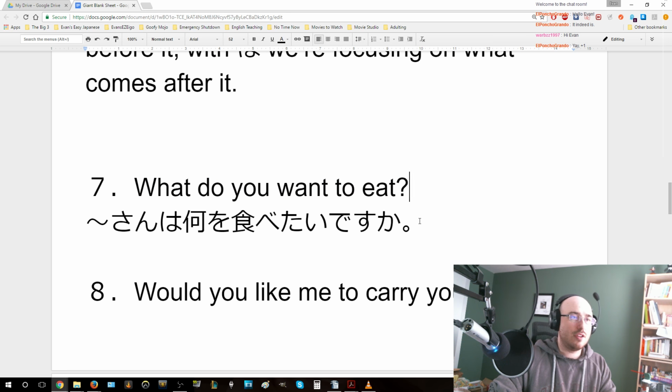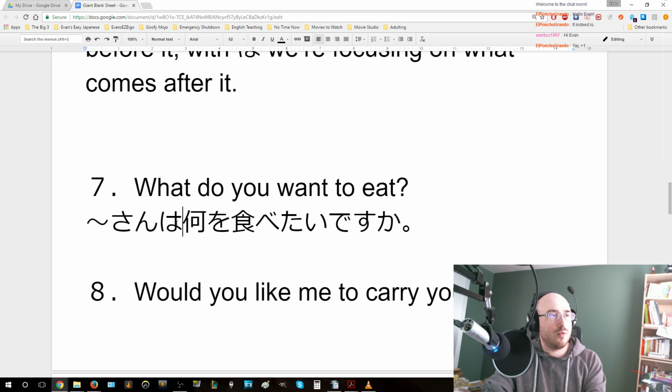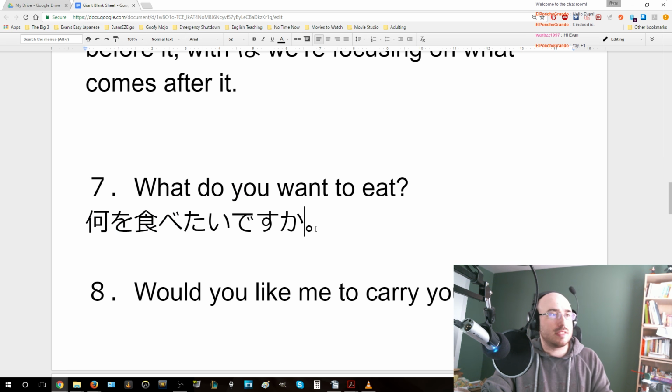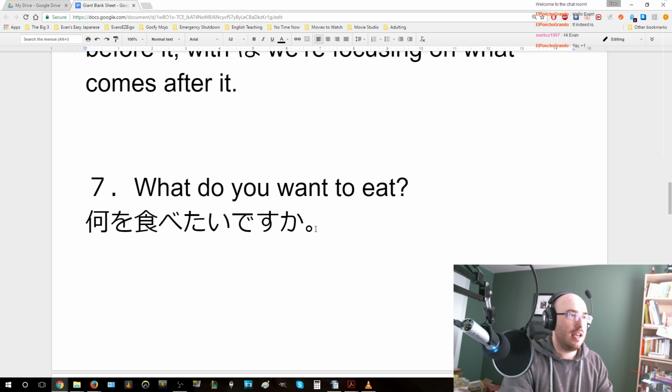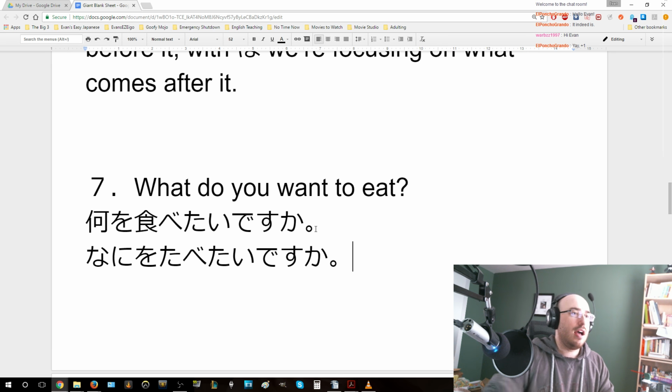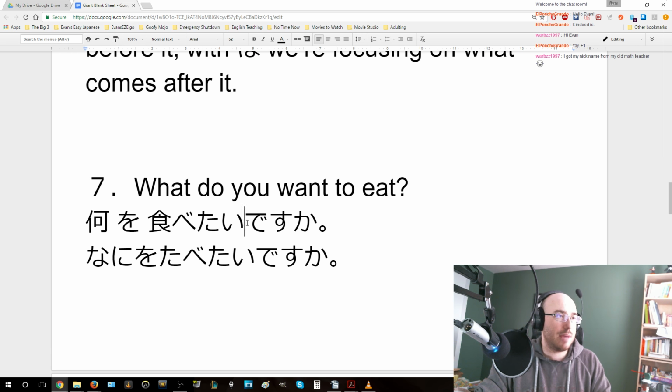What do you want to eat? Yeah, great. So once again, you already know what I'm gonna say. We don't need the subject because it's what do you want to eat, right? Just get rid of that right now. Don't have to type it again. Nani o tabetai desu ka? He's got it right. Great sentence. Nani o tabetai desu ka?